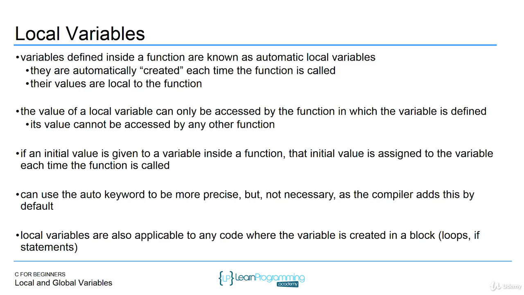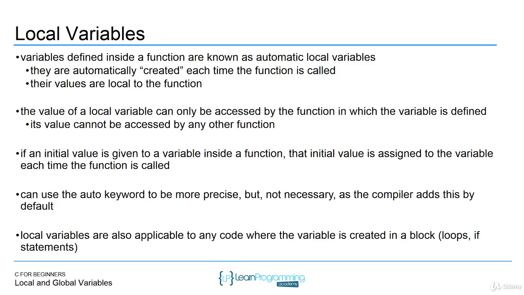Local variables are also applicable to any code where the variable is created in a block, like loops or if statements. Again, if you have an if statement, what's a block for an if statement? It's just where the brackets start. That's referred to as a block. Blocks can be in functions, blocks can be in if statements, blocks can be in loops. Blocks can be anywhere that there are brackets, essentially. Anywhere there are brackets and you create that variable. Creation of the variable is declaring it and maybe assigning values to it.